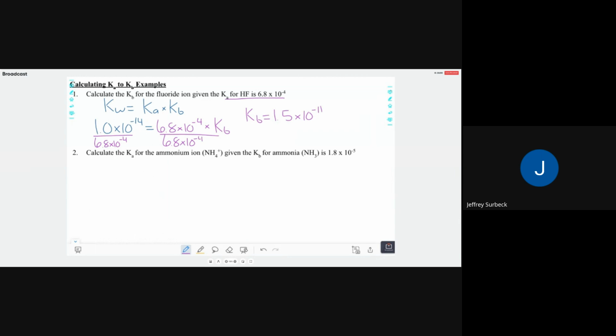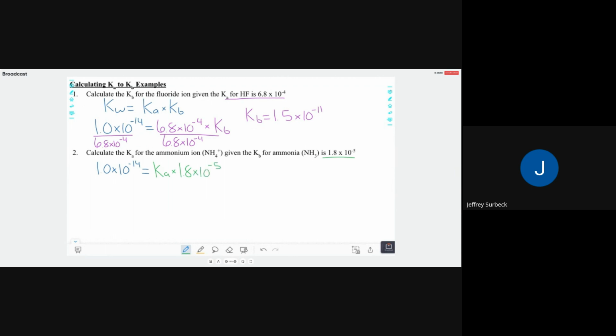All right. Now, if we go through this one down below here, I'm going to start out and say we have 1 times 10 to the negative 14th equals, this time, since the problem says go find our Ka, we don't know Ka, but we multiply it by our given Kb, which is 1.8 times 10 to the negative 5th.